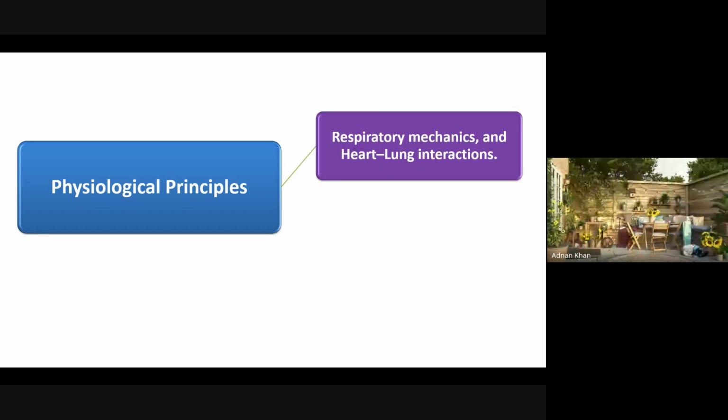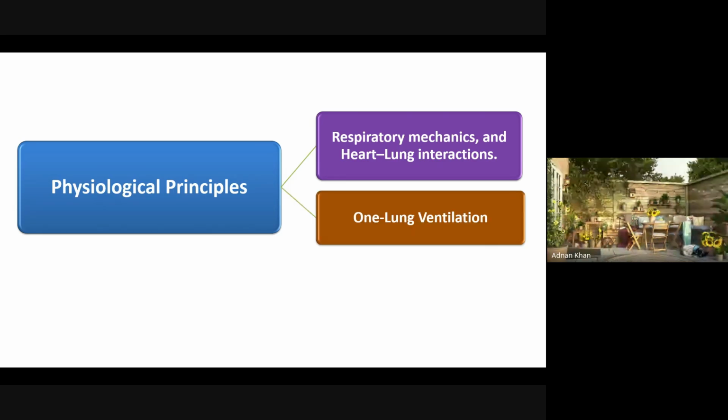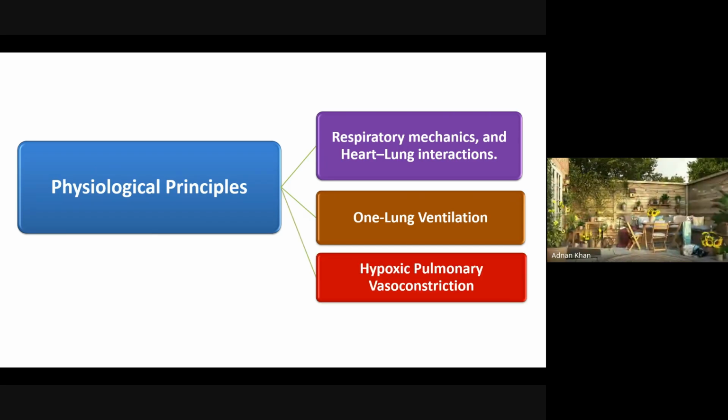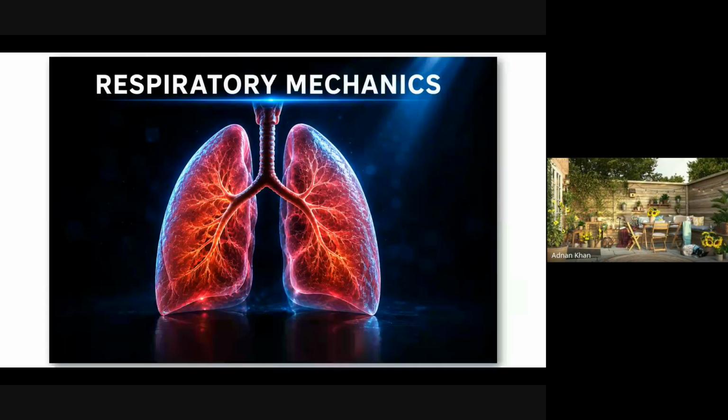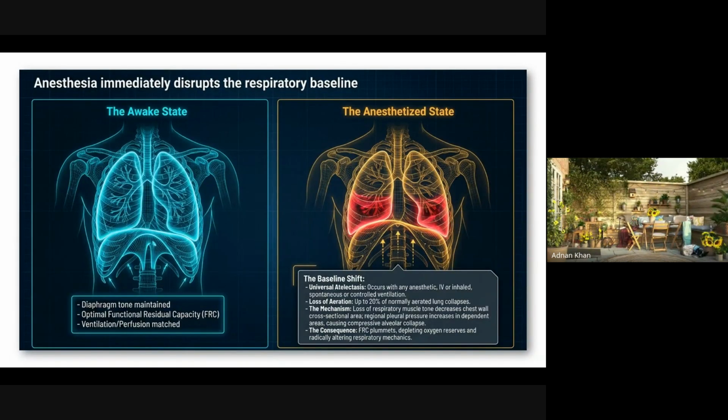Today, we will explore the physiological principles that are relevant to thoracic anesthesia. I will focus on the respiratory mechanics and heart-lung interaction. Second is one-lung ventilation. And third is hypoxic pulmonary vasoconstriction. First of all, we will start with the respiratory mechanics.